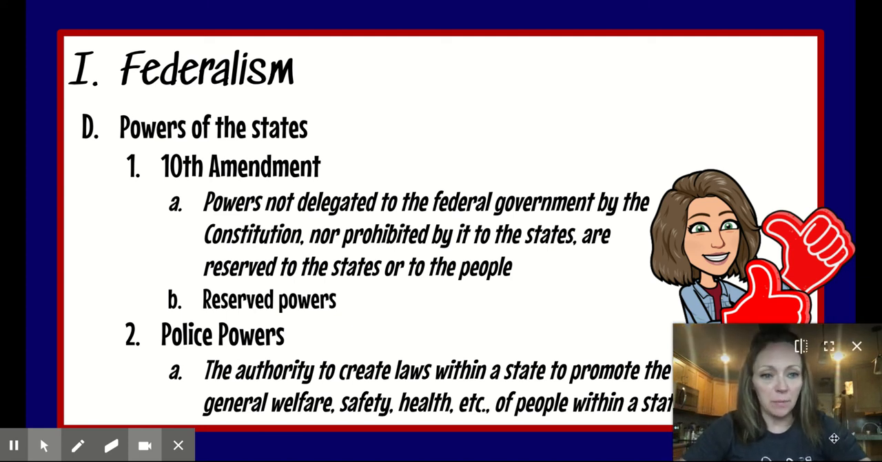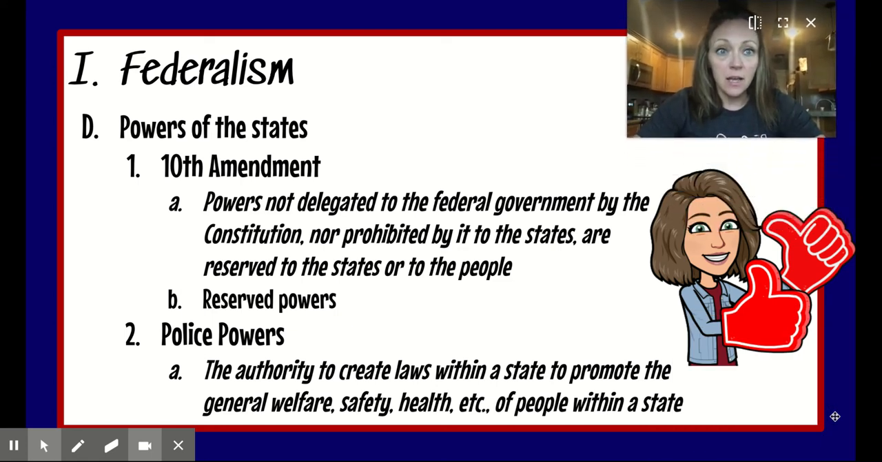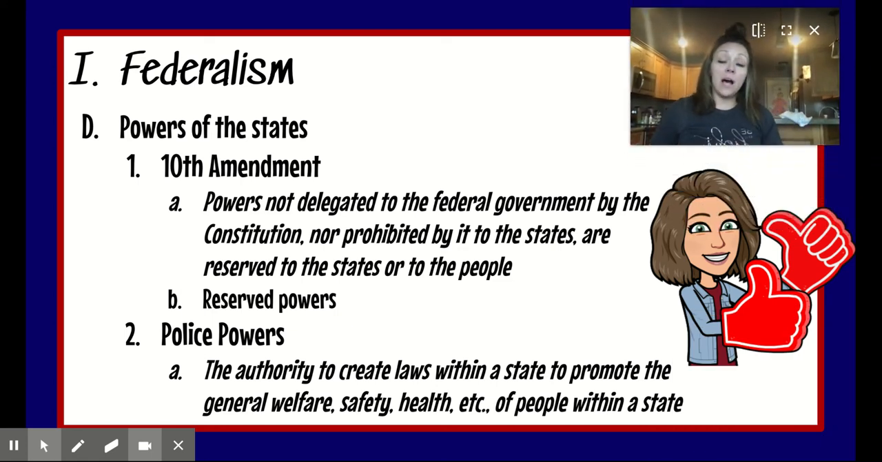According to the concept of federalism, states also have the authority to have what's called police powers within their jurisdiction. So this is the authority to create laws within a state to promote the general welfare, safety, health, etc. of the people within a state.